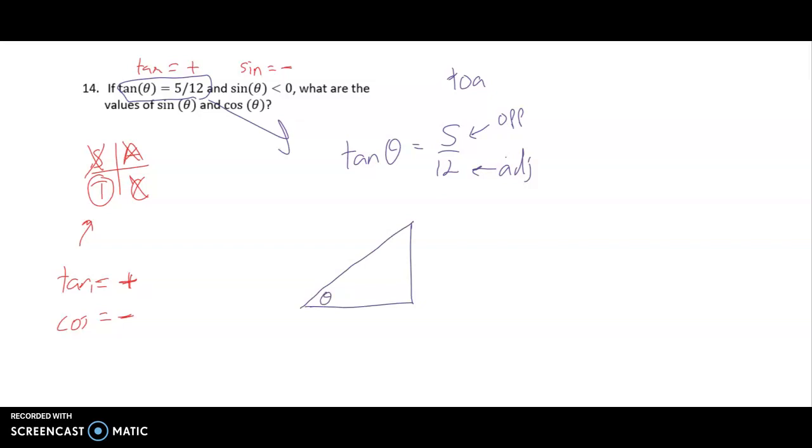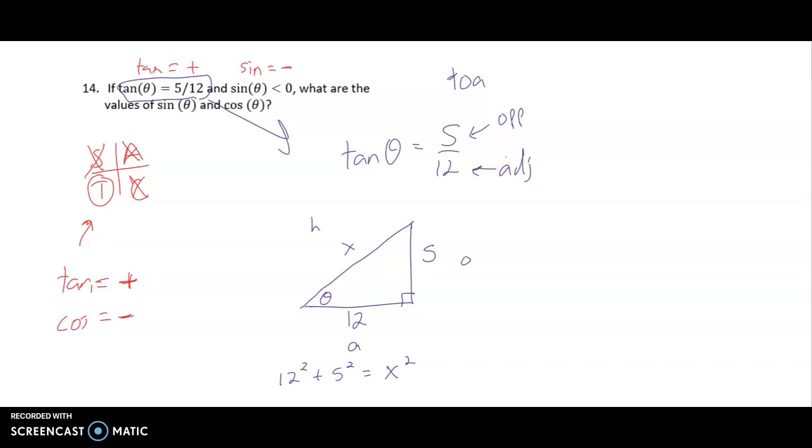I label my theta. I label my right angle. This is the hypotenuse. This is the opposite. This is the adjacent. So I'm going to put my 5 right here because that's opposite, and I'm going to put my 12 right here because that's adjacent. Next thing I'm going to do is use Pythagorean theorem. I know that a squared plus b squared is c squared. So a is going to be my 12 squared plus my b squared is going to be my 5 squared is equal to my c squared, which we'll call x squared. Call that x for now.